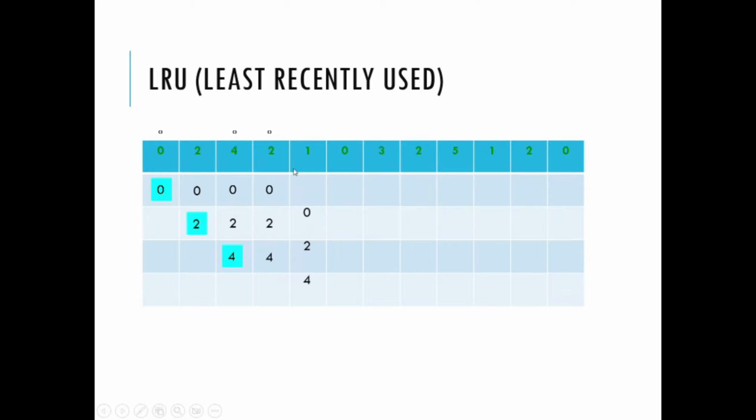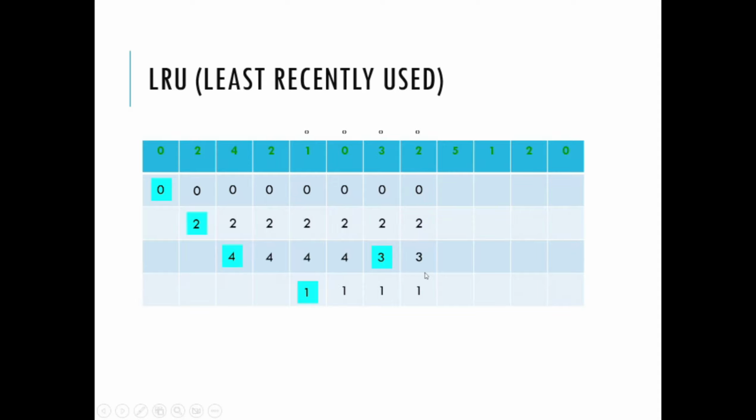And then is 1. 1 isn't in the table, so we fill the blank and it becomes the fourth victim. And then is 0. 0 is already contained, so no victim, but the 0 will change to the newest one. Next one is 3. 3 isn't in the table, so we need to choose 4. So 4 will change to 3 and move the plot. And then is 2. 2 is already in the table, so no victim, but the 2 will move to the newest one.